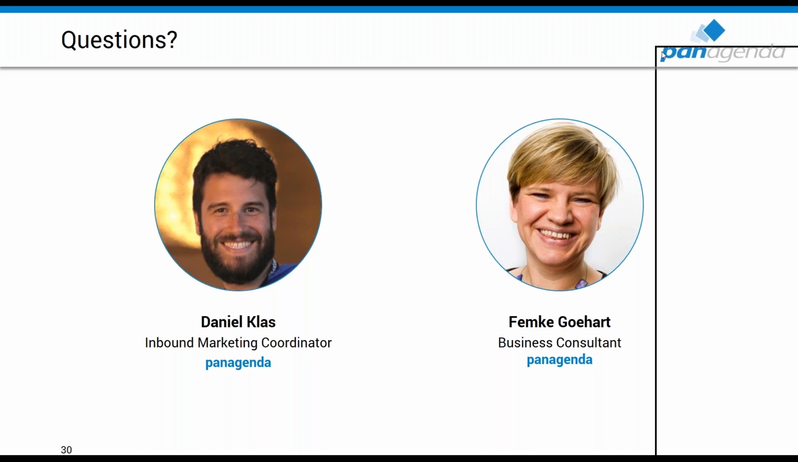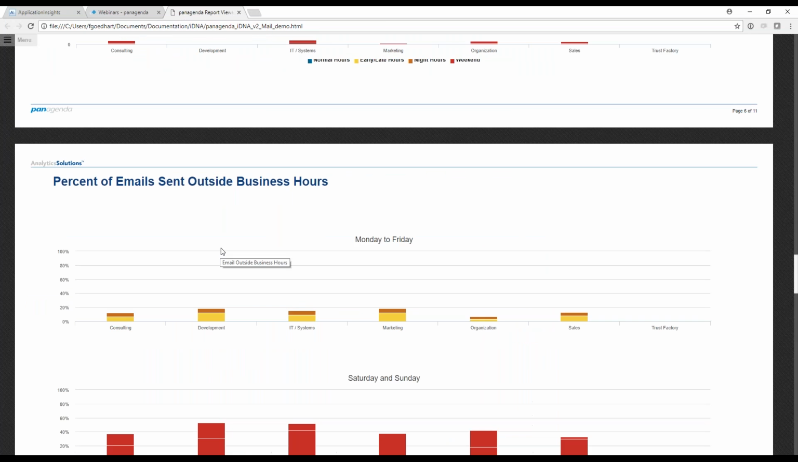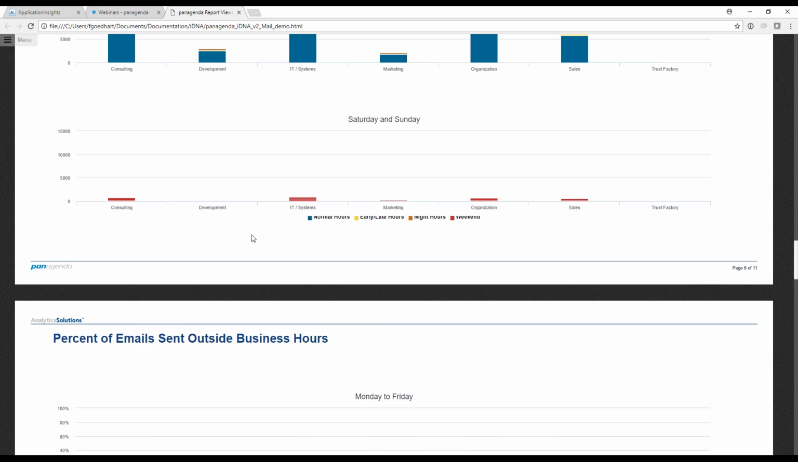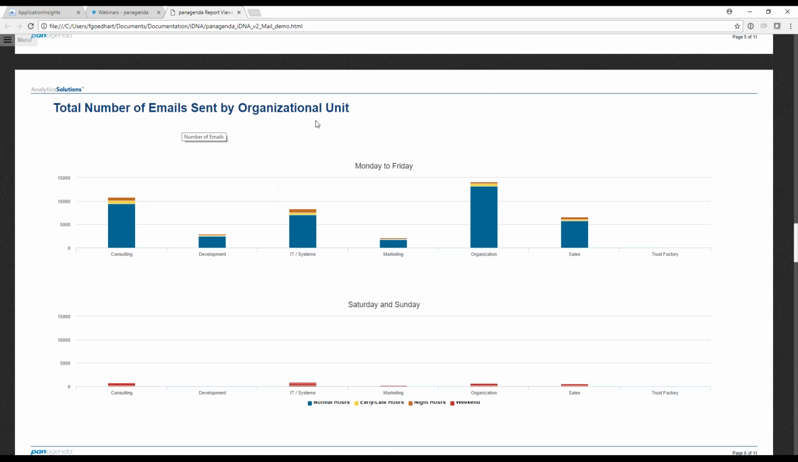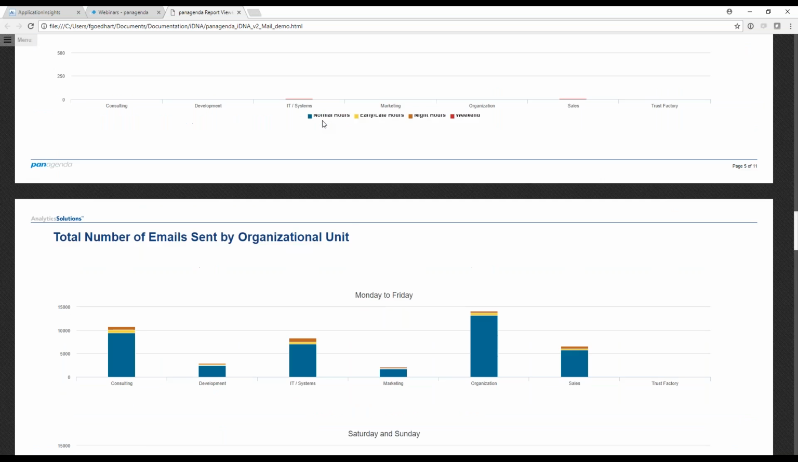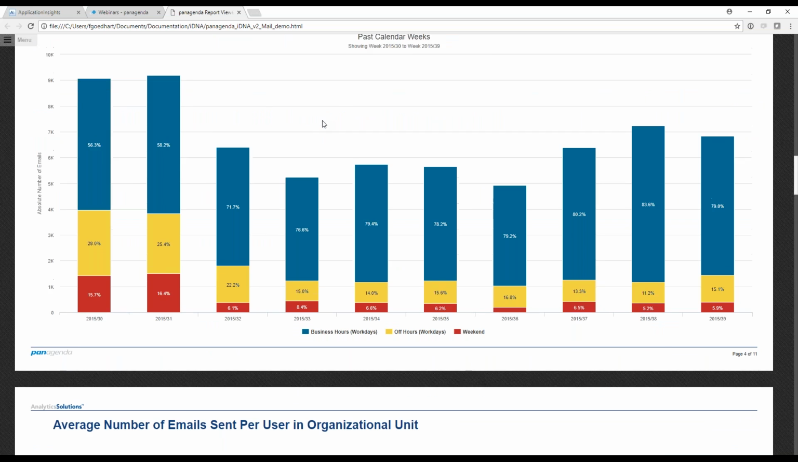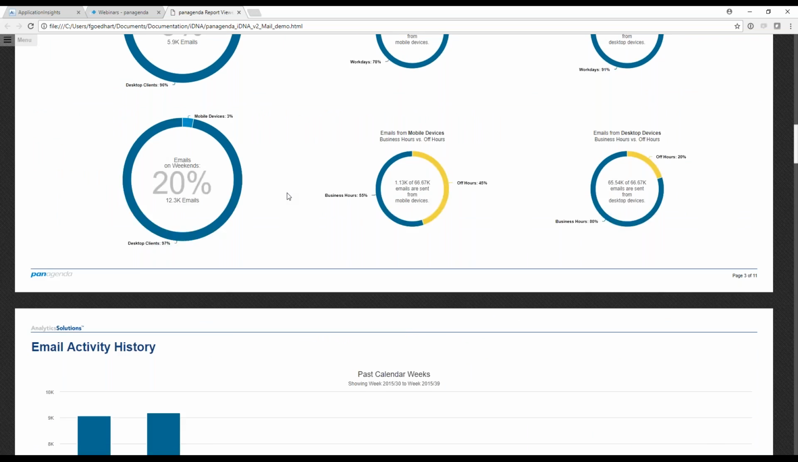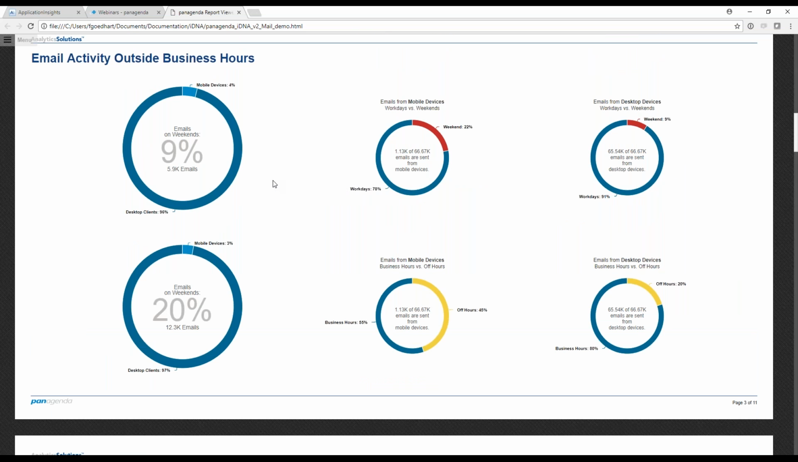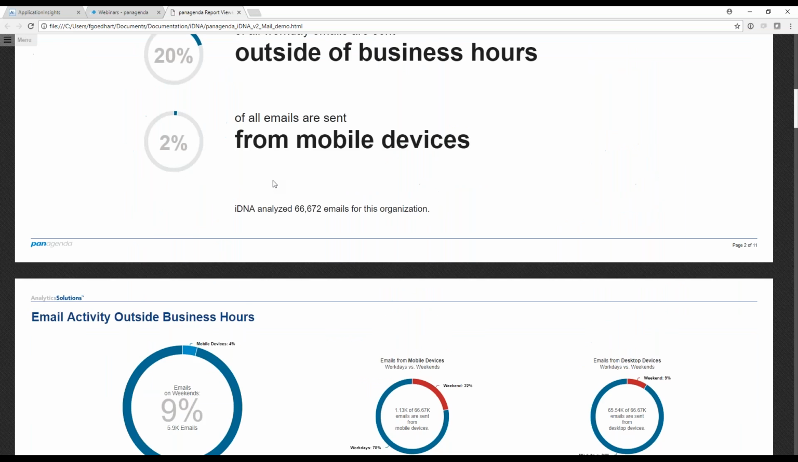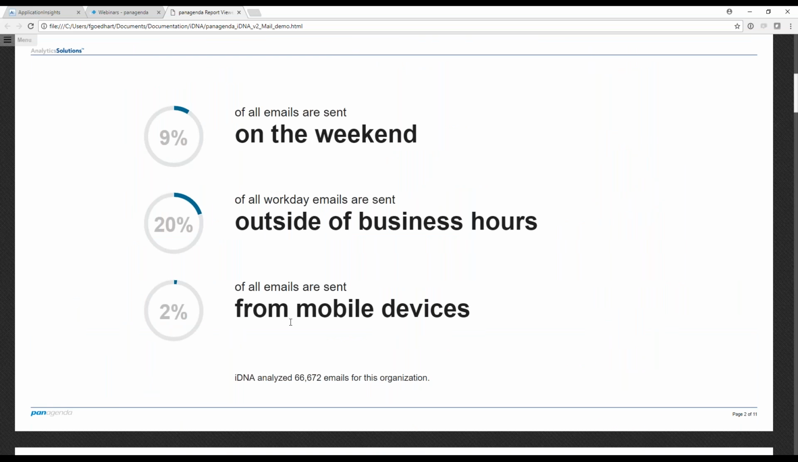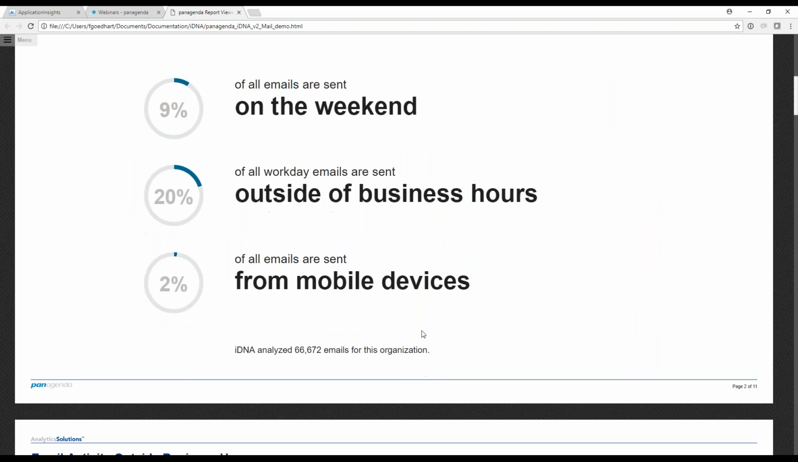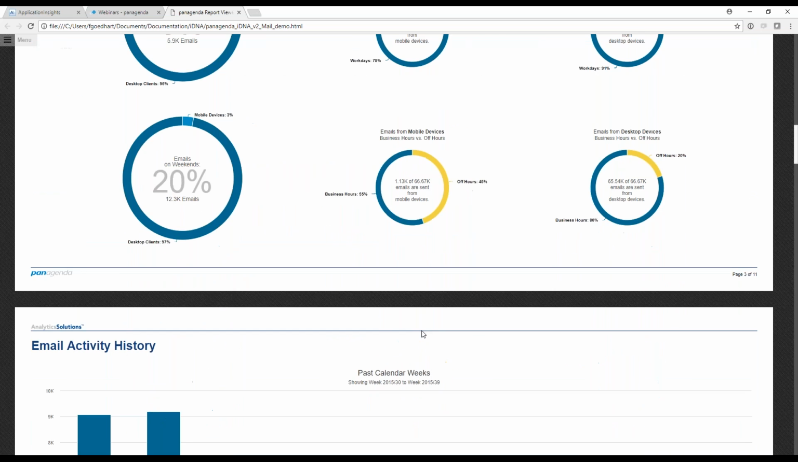Let me quickly show the report. So for instance, here you can see the total number of emails sent by organizational units. And that kind of information can really help you. But there is more information in this report regarding, for instance, also the use inside and outside business hours, whether or not people are using their mobile devices to send email. So there's quite a lot of information about email statistics that you could also then relate to your IBM Connections environment.